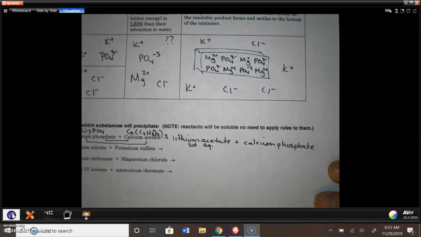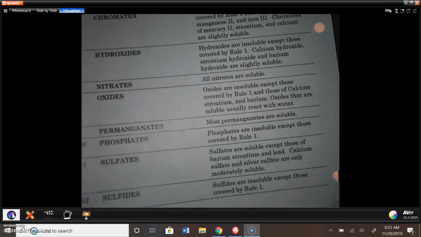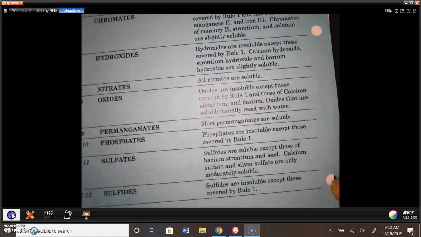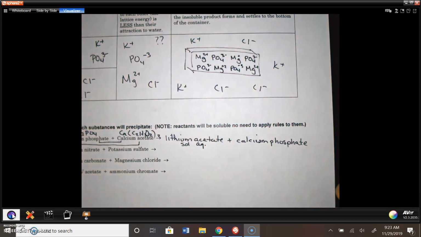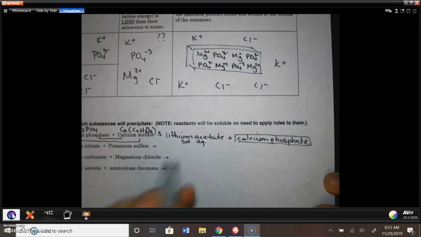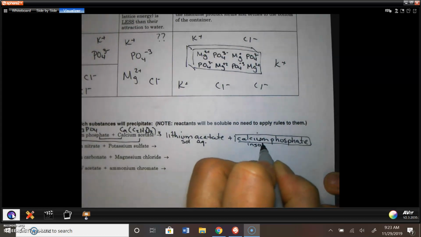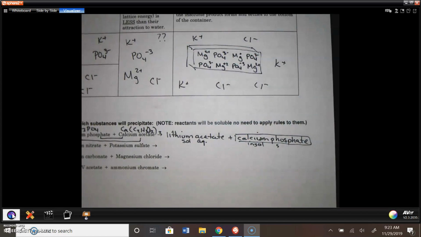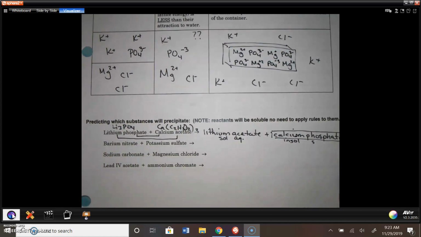Calcium phosphate. Phosphate rule, if you remember, all phosphates are insoluble except those covered by Rule 1. Calcium is not part of Rule 1, so this guy is going to be our precipitate. This is insoluble, and so it wouldn't be aqueous, it would be solid. S for solid, AQ for aqueous. Okay, so how about these guys?